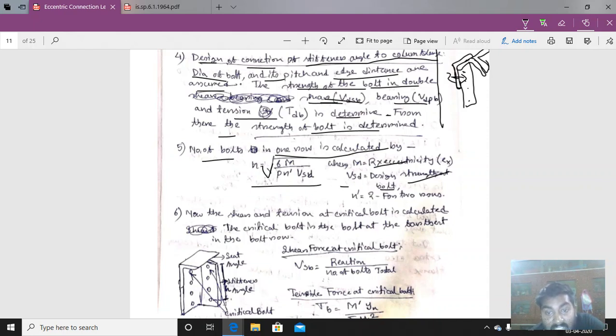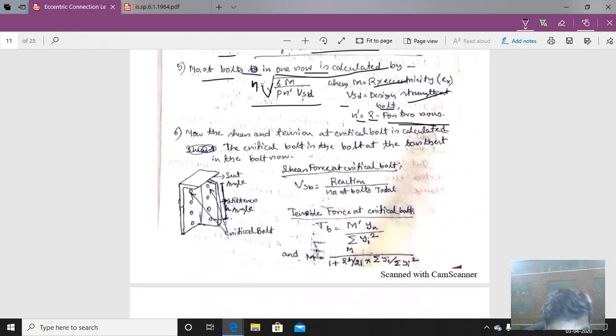And then N dash is how many rows of bolts there are. Generally 2 rows are provided. So for 2 rows the number will be 2, for 3 rows the number will be 3. So this N is the number of bolts in only 1 row. Here we are calculating the number of bolts in only 1 row. If this is a stiffener angle in this picture, this is 1 row of bolts, this is another row of bolts.